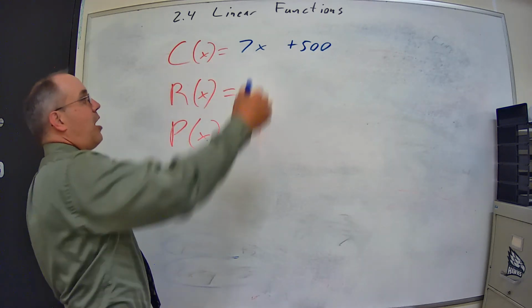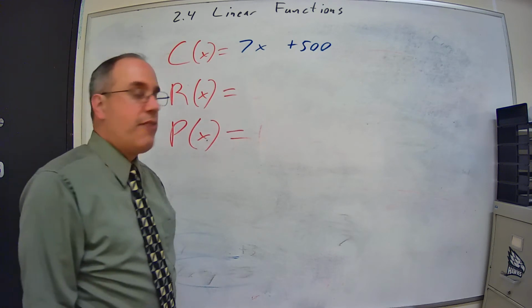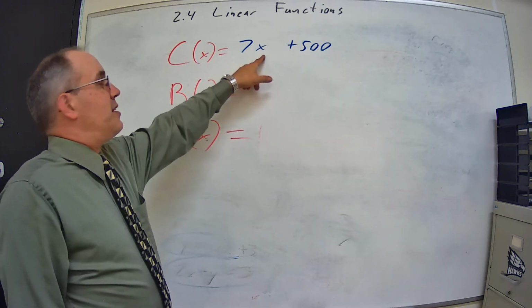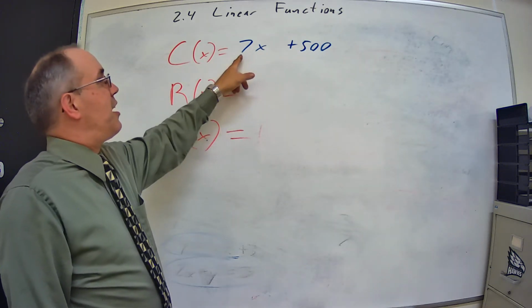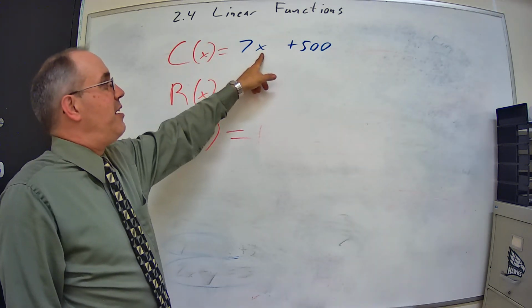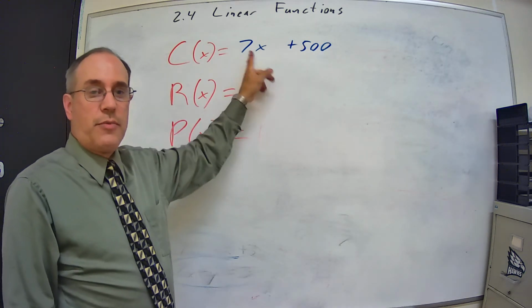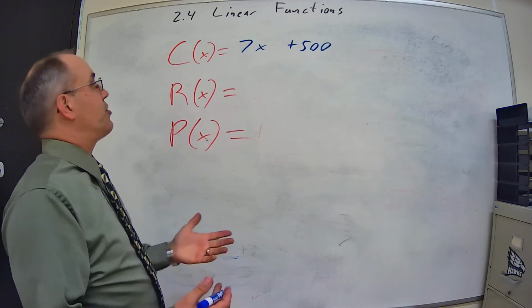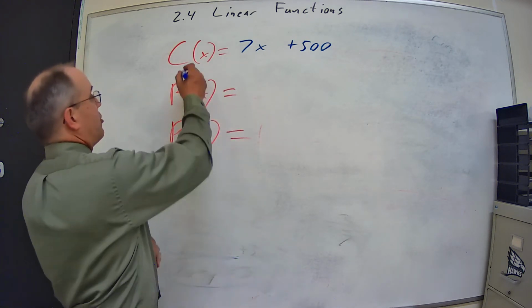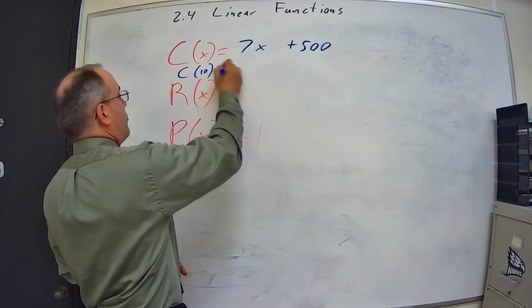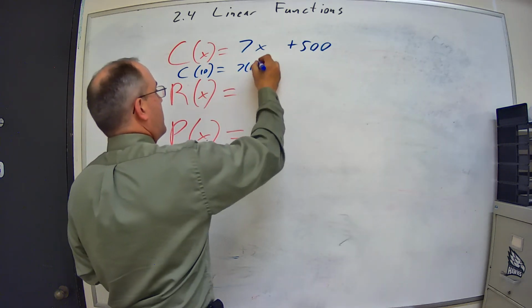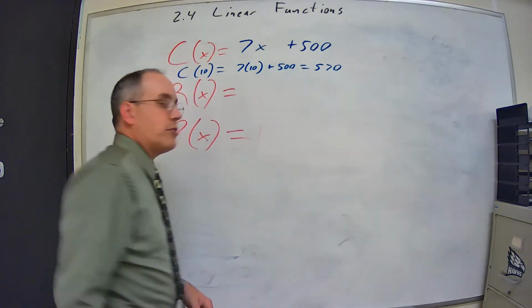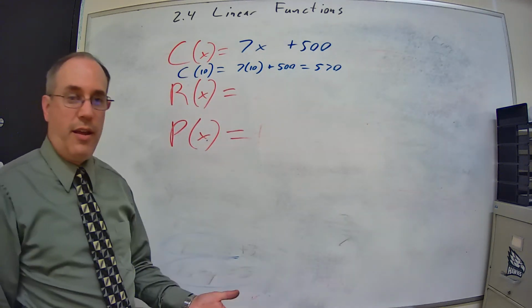So now we have a cost function. If I produce 10 items, it's going to cost me 7 times 10 plus 500. So 7 times 10 is 70 plus 500. It's going to cost me $570 to produce those 10 items. So let me just show that there. C of 10 items is equal to 7 times 10 plus 500 is equal to $570. That's what it cost me to produce 10 items.